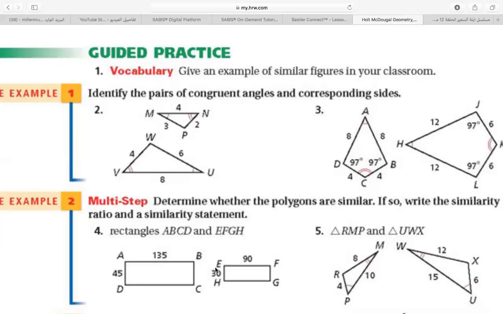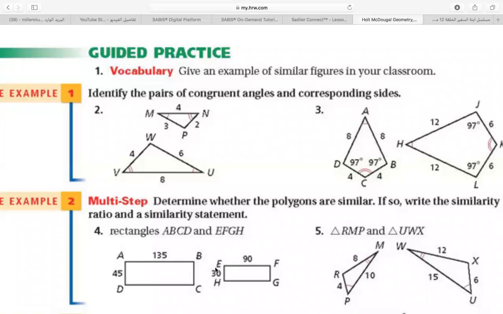Okay, look here. Quickly, I'm going to explain it because I have 1 minute left in the session. So I will explain example 4. We want to determine whether the polygons are similar. If so, write the similarity ratio. Number 4, I have two polygons. They are rectangles: rectangle ABCD and rectangle EFGH.